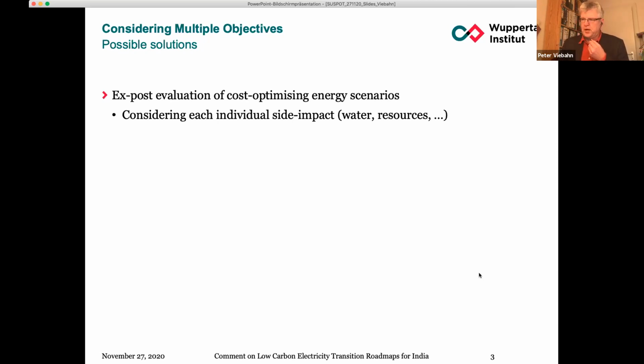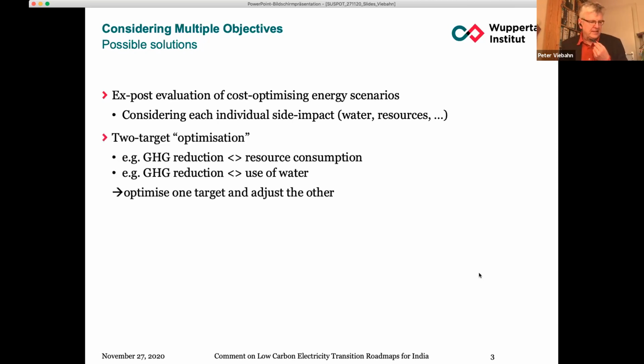Or you could do a two-target optimization. In reality, it's not an optimization because you can only optimize one target, but you could consider two in parallel. So you could look at greenhouse gas reduction versus resource consumption, or greenhouse gas reduction versus use of water. You could optimize one target, for example greenhouse gas reduction, and then adjust the other one, so find a local optimum, or vice versa. You optimize a system regarding the water consumption, and then you find the best solution regarding the greenhouse gas reduction. So it's quite difficult, but you could do this.